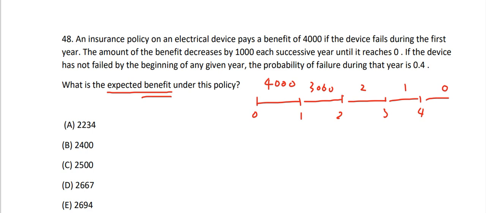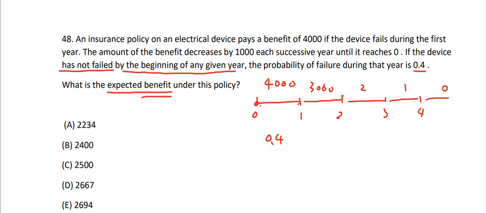Okay, so the probability. If the device has not failed by the beginning of the given year, the probability it will fail during that year is 0.4. So we say here, not fail, good. Then at the first year it will fail with probability 0.4. So 0.4 is the probability for the first year failing.